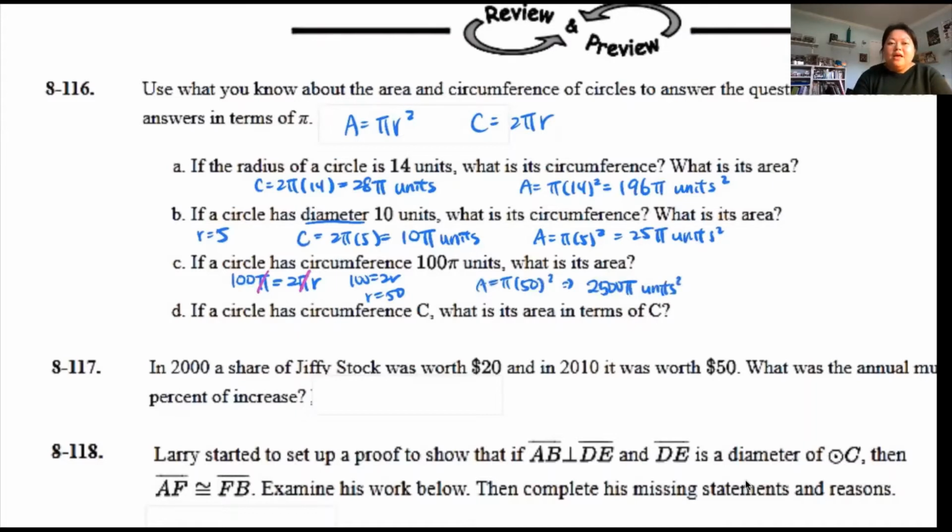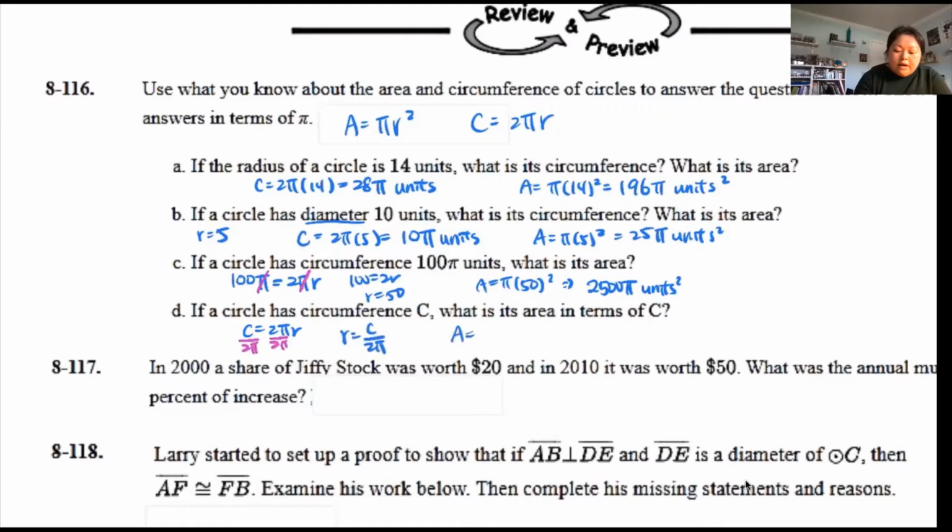Okay. If a circle has circumference c, what is its area in terms of c? So now our answers won't have numbers. We're going to use just manipulating our variables to get what we want. So we're going to use circumference to find the radius. So circumference is 2 pi r. What you then need to do is divide it by the 2 pi so you can get r by itself. So r is circumference divided by 2 pi.